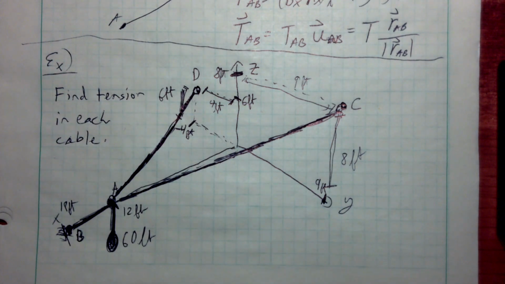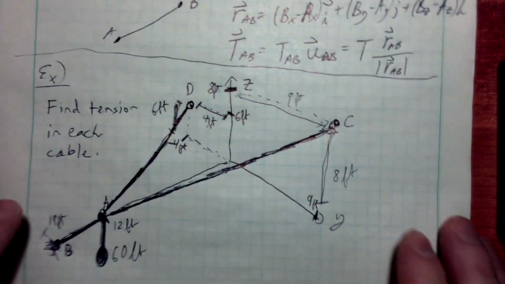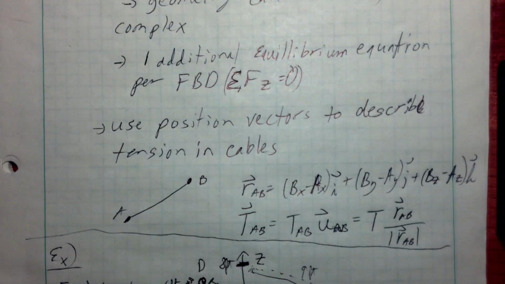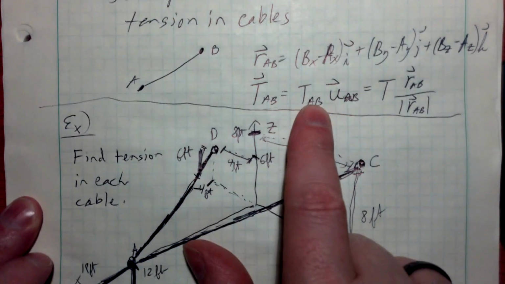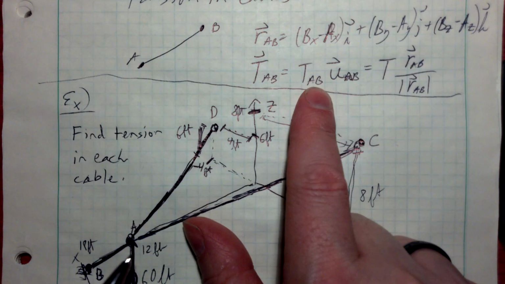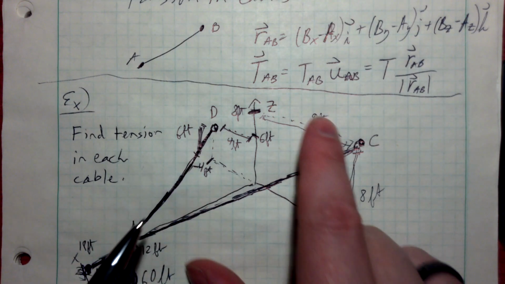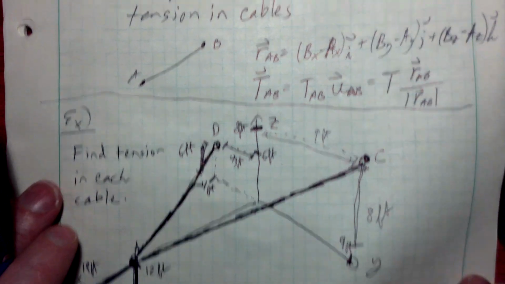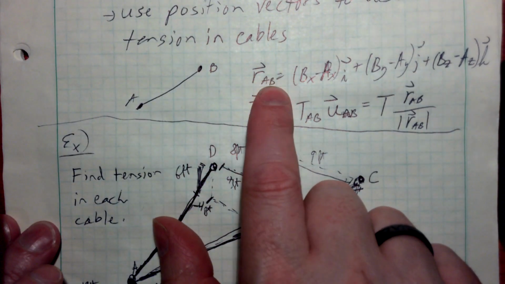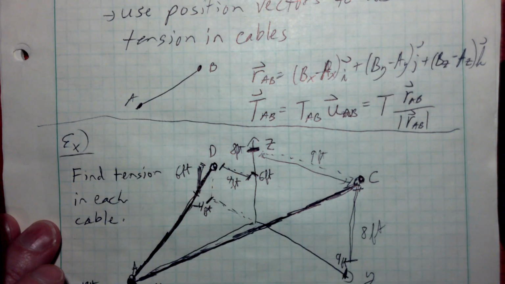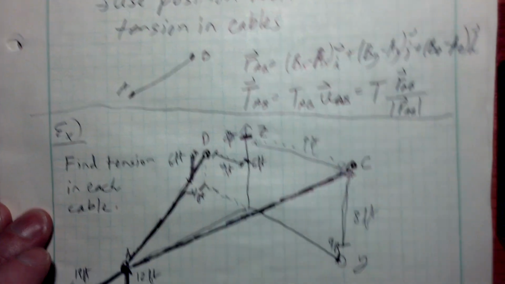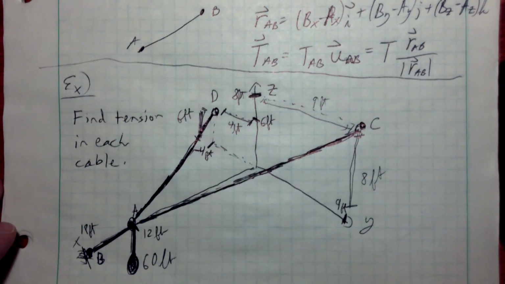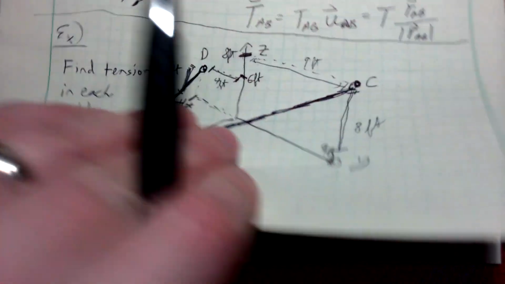Okay. Now, as we said in the previous video, we're going to use position vectors to describe the tension in cables. What am I looking for? I'm looking for the magnitude in each one of these cables: the magnitude of TAB, the magnitude of TAD, and the magnitude of TAC. We'll follow a procedure like this: I can write a position vector from A to each of these points, generate a unit vector from that position vector, and use that unit vector to describe those tension vectors. So, what does that look like?